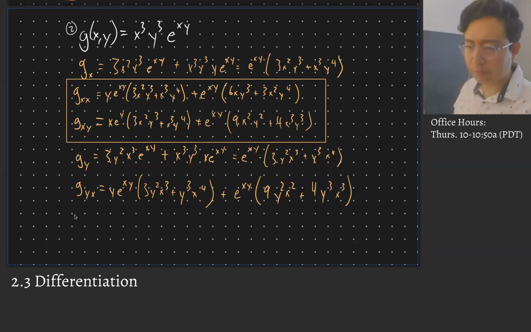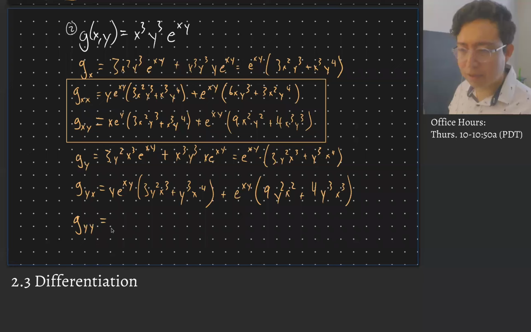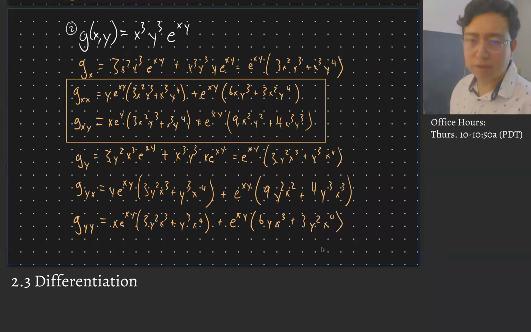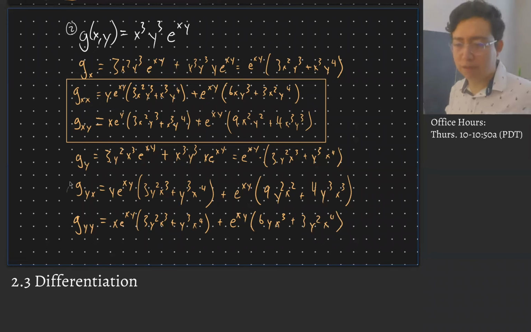Okay. And now lastly, we have g_yy. So this is now the derivative of this with respect to y. So this gives us x e to the xy times, again, don't touch that. Plus, we don't touch the e to the xy, and then take the derivative of this stuff with respect to y. So now it becomes 6yx cubed plus 3y squared x to the 4th. Okay. And we can call it a day there.